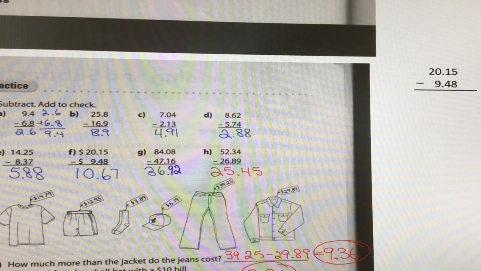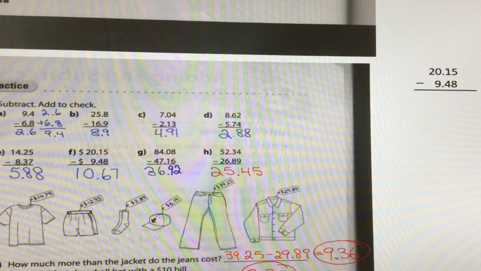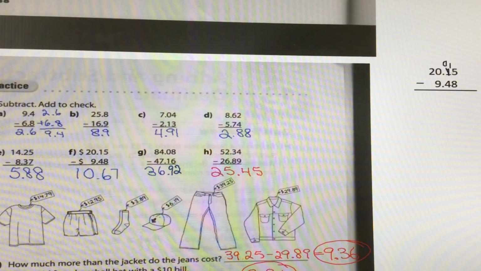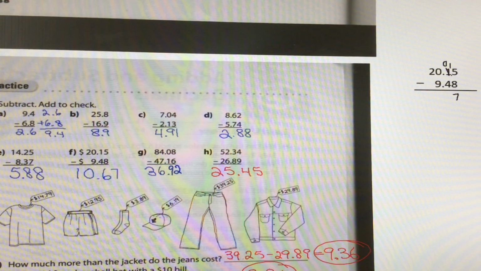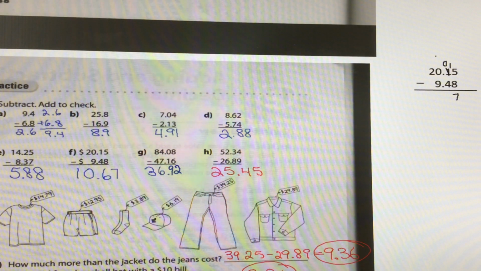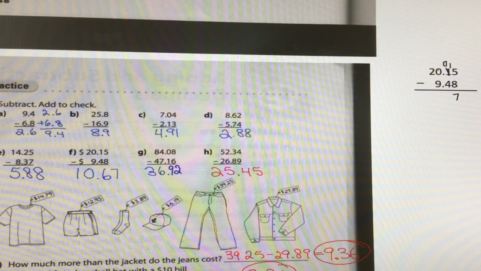So what some of the kids might do is they would say, okay, 5 minus 8 I can't do, so let's borrow from the 1. This becomes a 0, and this becomes 15. Then they'll say 15 subtract 8, that gives me a 7. But then they get to here and they go, I don't know how to do this because I need to borrow. I can't do 0 subtract 4, but I can't borrow because I don't have anything to borrow from.